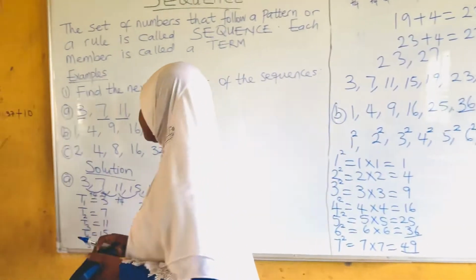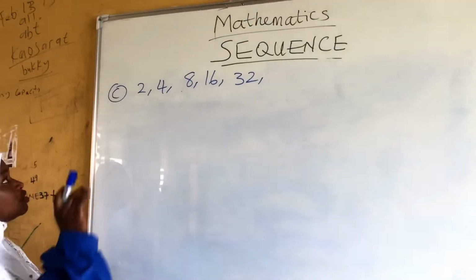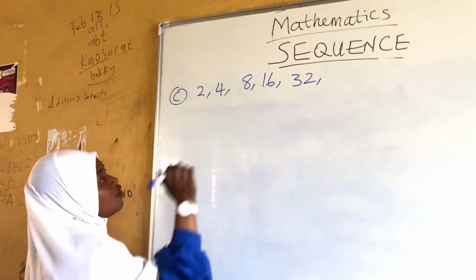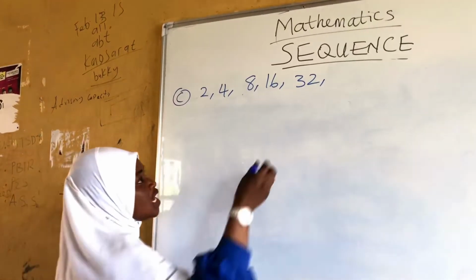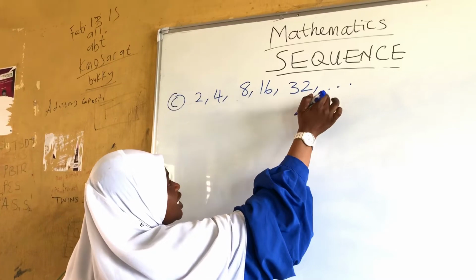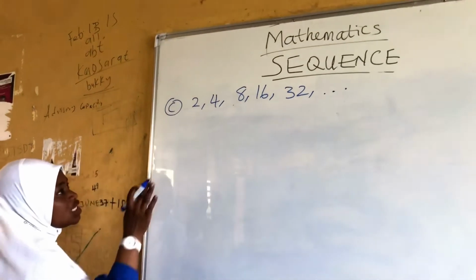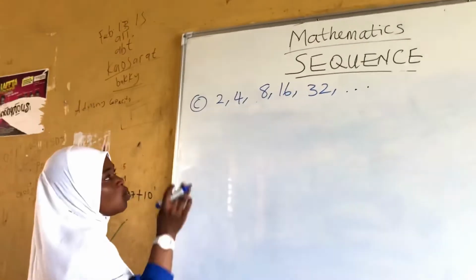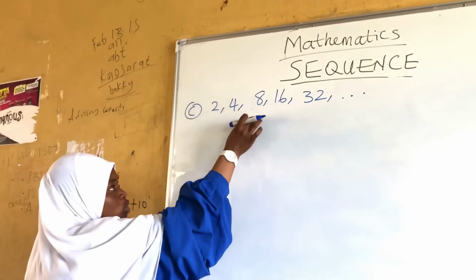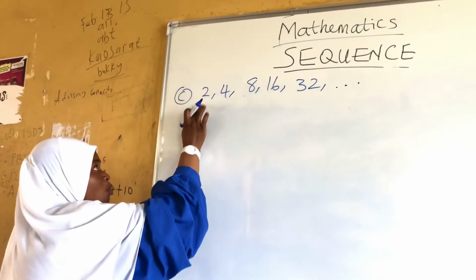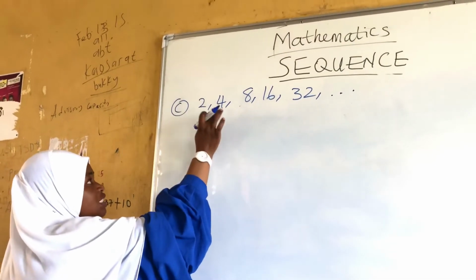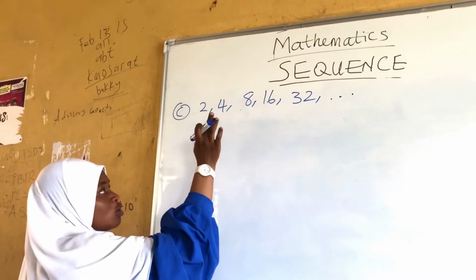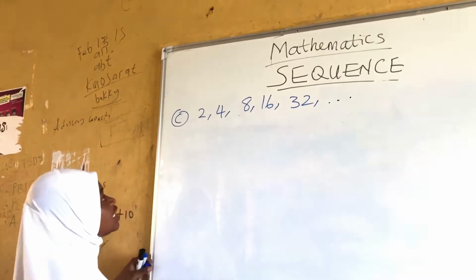C. So looking at this example C, we have the list of 2, 4, 6, 16, 32, and so on. So we want to find the next 2 terms. In order to know the next 2 terms, we must know what connects them, what governs them, what rule they follow to go from the first term to give us the second term. Are we going to add? Are we going to subtract? Are we going to divide? So we have to study that one.